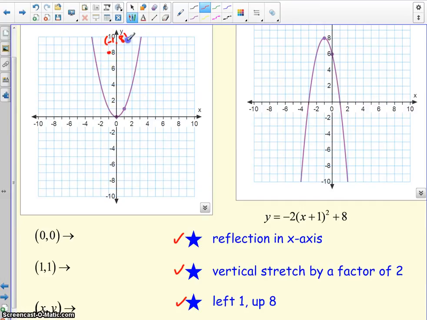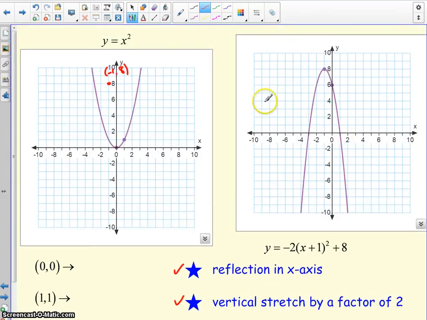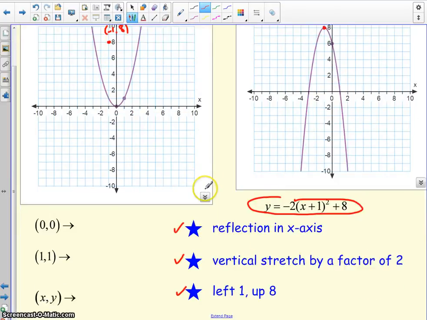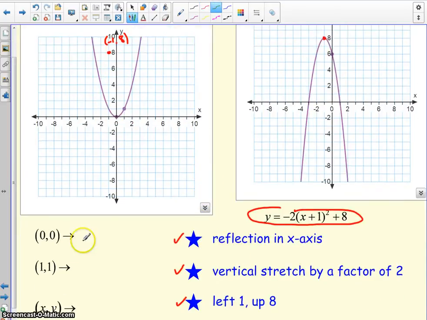And if you look here at our other graph over here, this is a point that is on our new parabola. Okay, so again, I took this point (0, 0). I went through all these transformations. When I was finished, I wound up at (-1, 8), which was actually the vertex of the new parabola. Okay, I'm going to repeat this process with the point (1, 1).